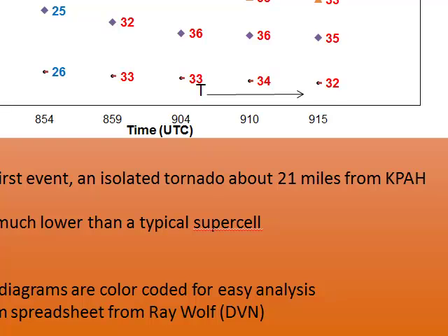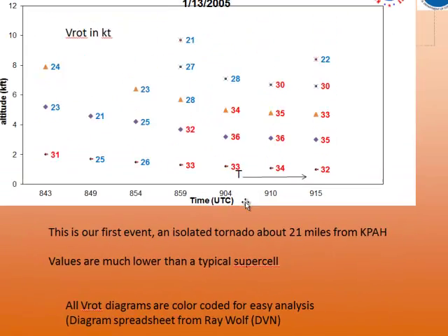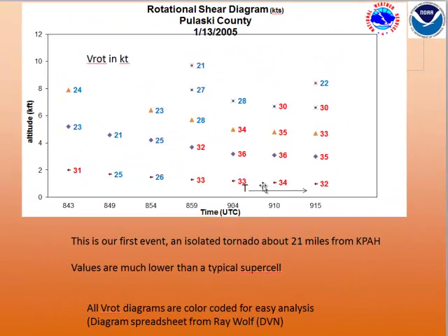Here's an example of a rotational shear diagram. This is actually from the Pulaski County tornado back in 2005 on January 13th. We had the tornado touch down about 9:05 UTC, which is about 3 in the morning. We went back, looked at the radar data and asked, what can we see in rotational value and heights? The values of 30 are in red, blue is the values in the 20s, and I changed other colors if we got into different values. You can see that here's our rotation. It tends to deepen, and right before the tornado occurred, we had some increase into the lower 30s.